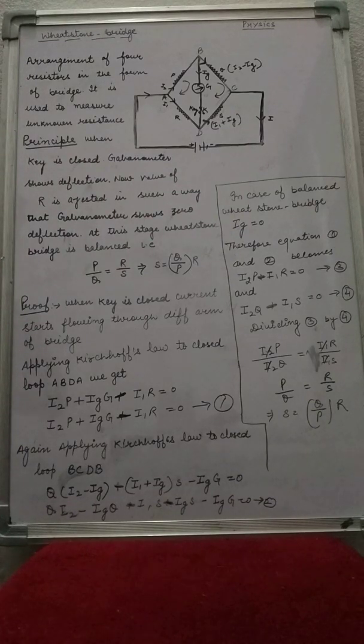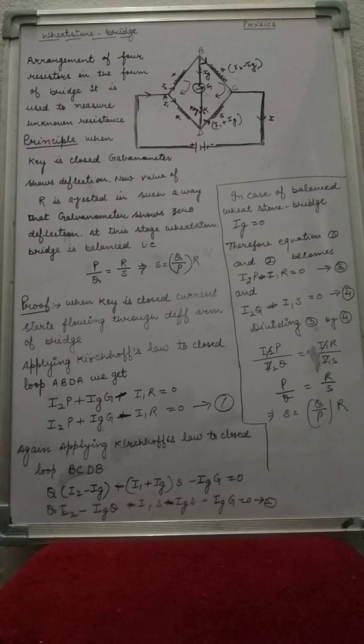We have proved that by knowing the values of Q and P, and by adjusting the value of the variable resistor R, we can calculate the unknown resistance. So this is about the Wheatstone bridge. This is a very important topic from the examination point of view, so revise this topic.